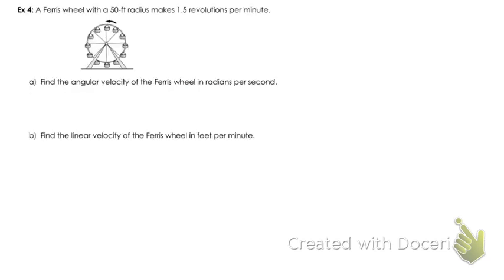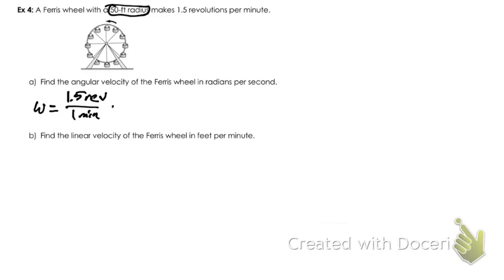All right, one more example. We got a Ferris wheel. We got a Ferris wheel with a radius. Ooh, they already give us a radius: 50-foot radius. Awesome. It makes 1.5 revolutions per minute. The first thing we have to do is find the angular velocity of the Ferris wheel in radians per second. So we're going to start with our angular velocity equals 1.5 revolutions per 1 minute.